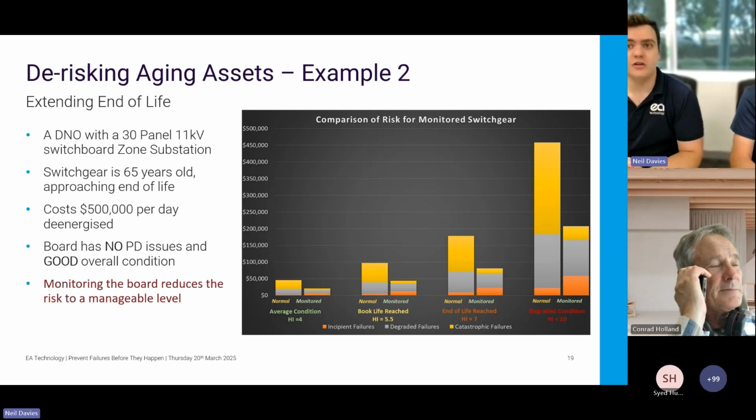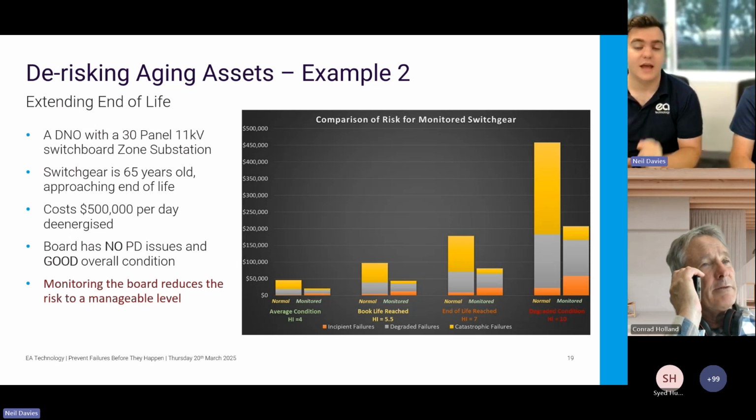So what you can do is use things like this and the risk profile of your board as justification if you do want to start to extend the life of your switchgear. And it can be a really good tool, especially if you just need a couple more years to get it through a project or to get the capital you need for a larger replacement program.